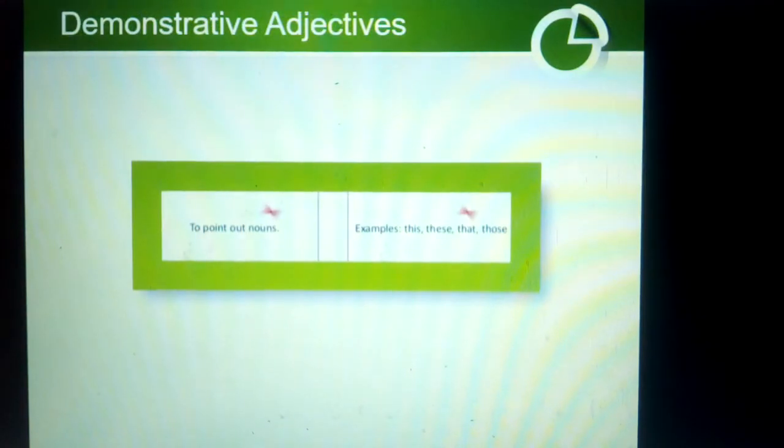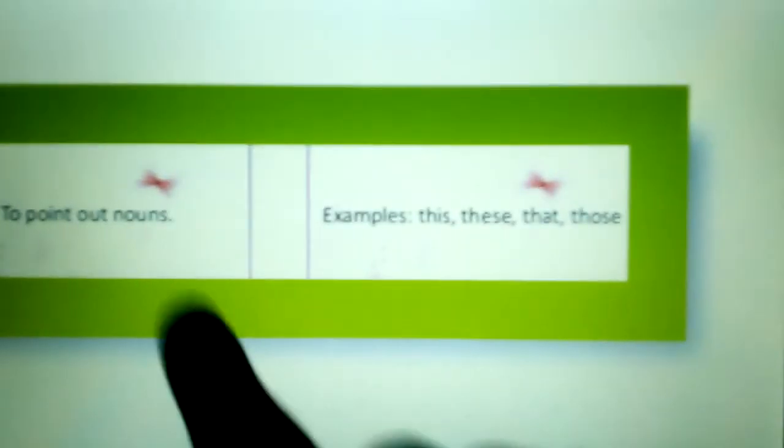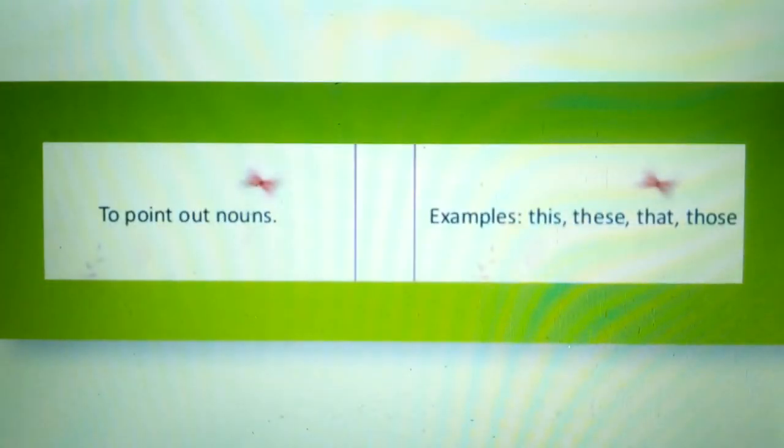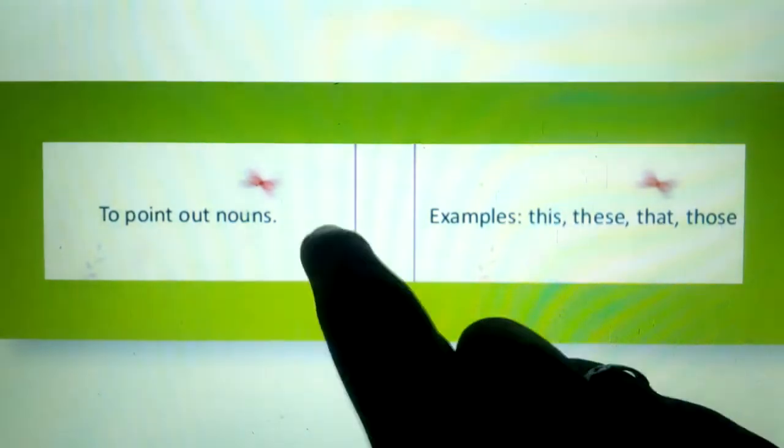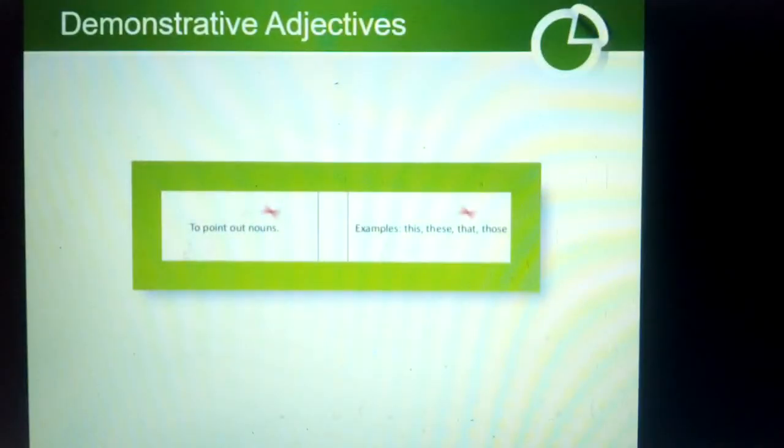The next type is demonstrative adjectives. They are used to point out nouns. For example, this, these, that. If I say this book, so in this example, book is a noun and this is an adjective. And it is demonstrative adjective.